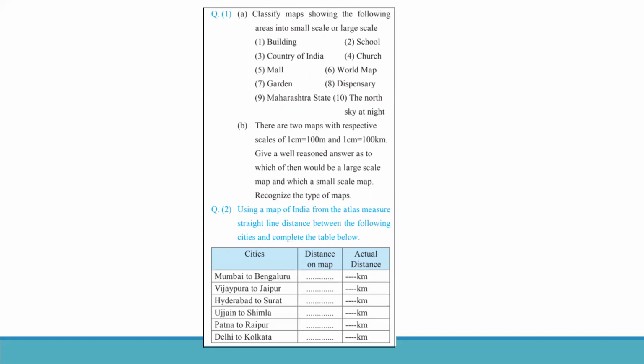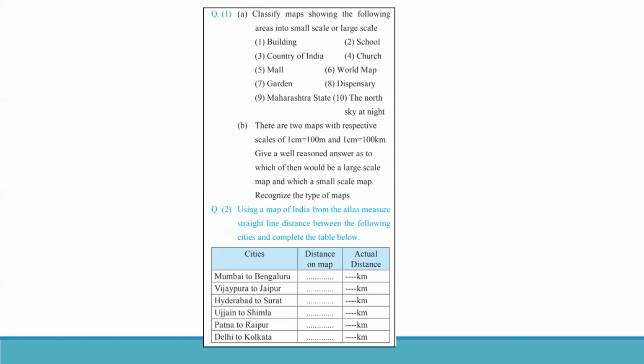Now there are two maps with respective scales of 1 centimeter is 100 meter and 1 centimeter is 100 kilometer. Now looking at the values, you come to know which is a large scale and which is a small scale. Give a well-reasoned answer as to which of them would be a large scale map and which is a small scale map. Recognize the types of map.